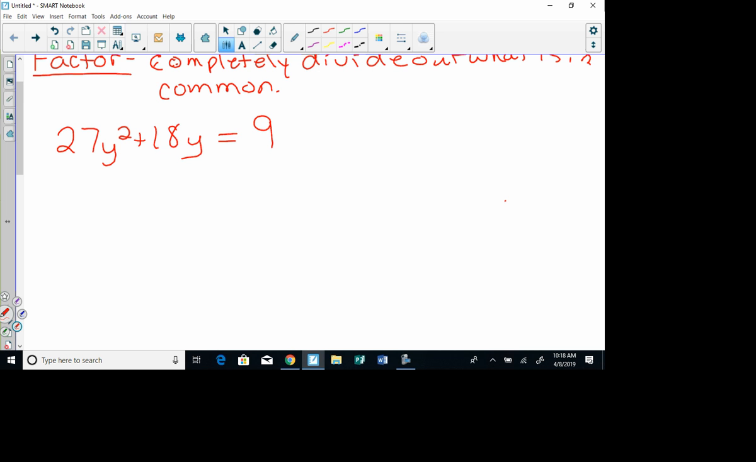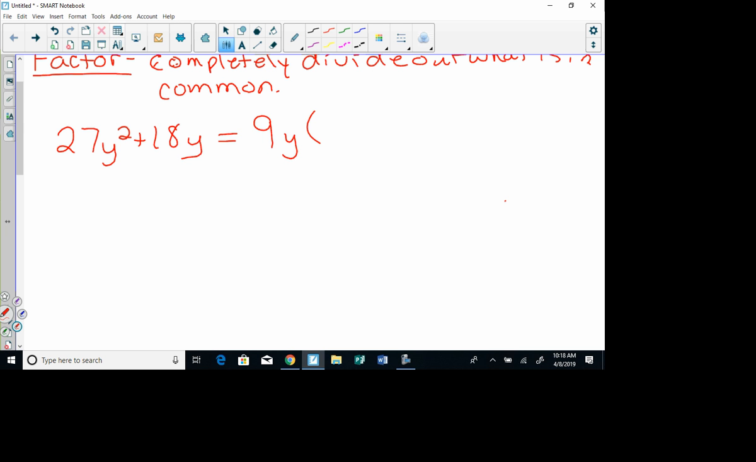Then I look at my variables. I have a y squared and I have a y. What is the greatest common factor of y squared and y? Just y. I don't multiply them together. I see what do they have in common. They each have a y. And then what I do is I divide 9y out of each of these.